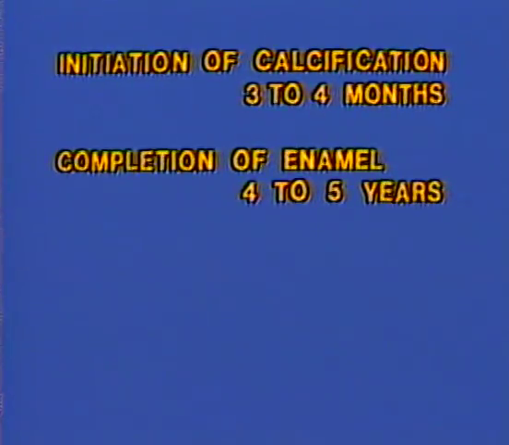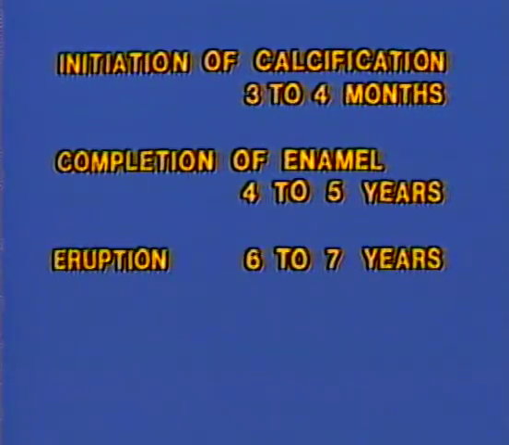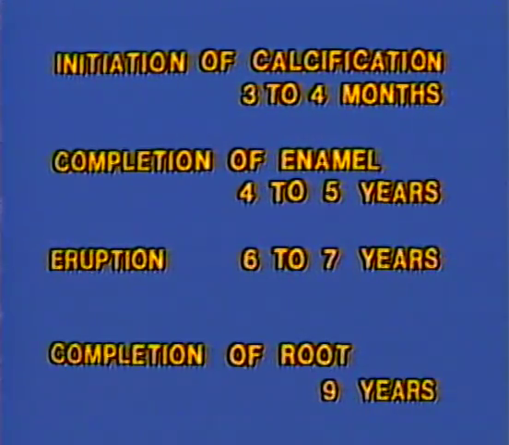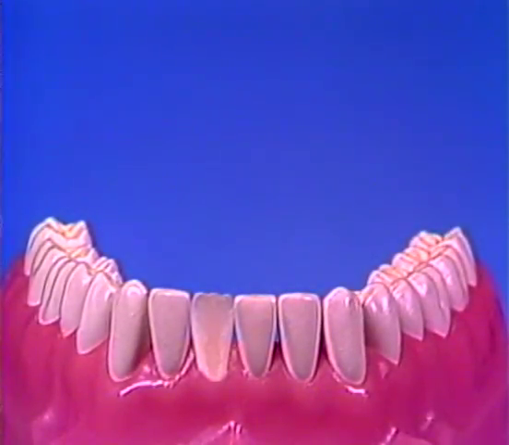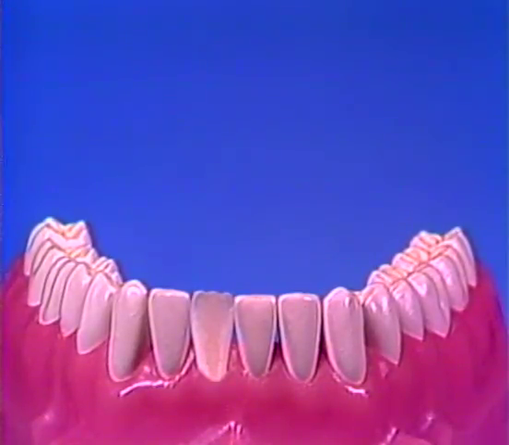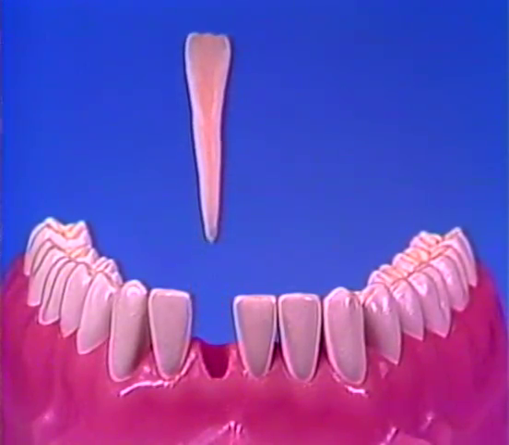The first evidence of calcification of these teeth is between 3 and 4 months. The enamel layer is completed between the 4th and 5th year, with eruption usually occurring by years 6 or 7. The root formation usually is completed by the 9th year. It should be noted that the mandibular central incisors are normally the first succedaneous teeth to erupt, that is, the first permanent teeth to erupt which take the place of their deciduous predecessors.